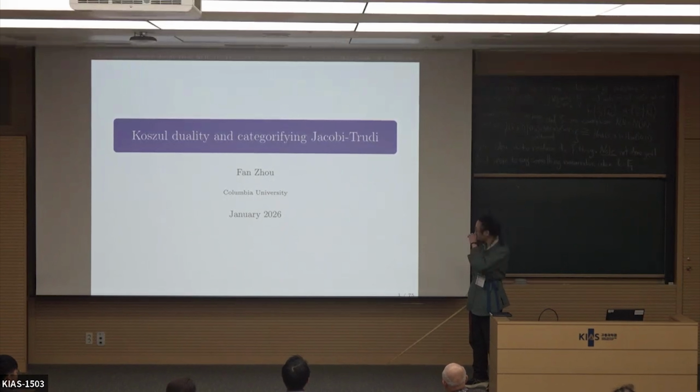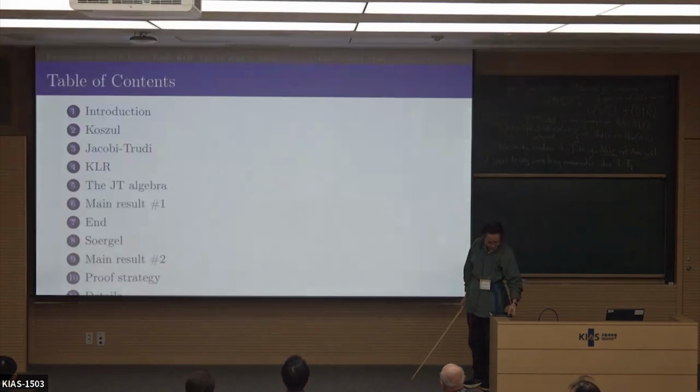Right, so today I'm going to tell you a little bit about Koszul duality and categorifying Jacobi-Trudi. I lied a little bit on my abstract. It's going to be flipped around. I'm going to talk about Koszul duality first, and then if we have time, we'll talk about Jacobi-Trudi later.